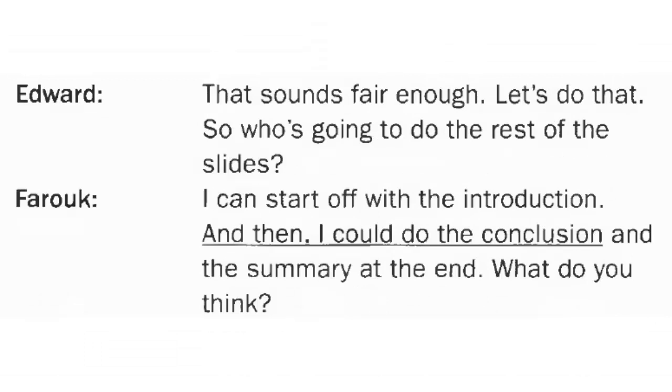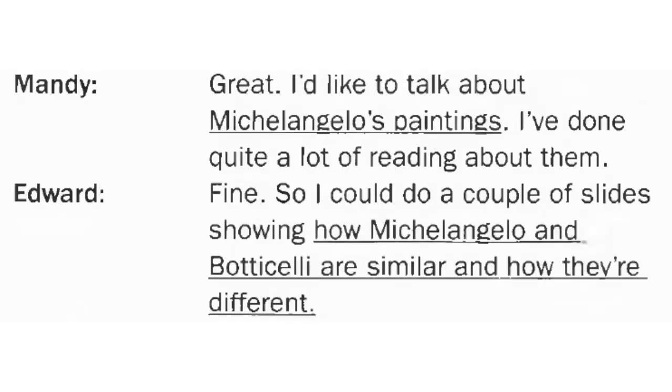So, who's going to do the rest of the slides? I can start off with the introduction, and then I could do the conclusion and the summary at the end. What do you think? Great! I'd like to talk about Michelangelo's paintings. I've done quite a lot of reading about them. Fine. So I could do a couple of slides showing how Michelangelo and Botticelli are similar and how they're different.